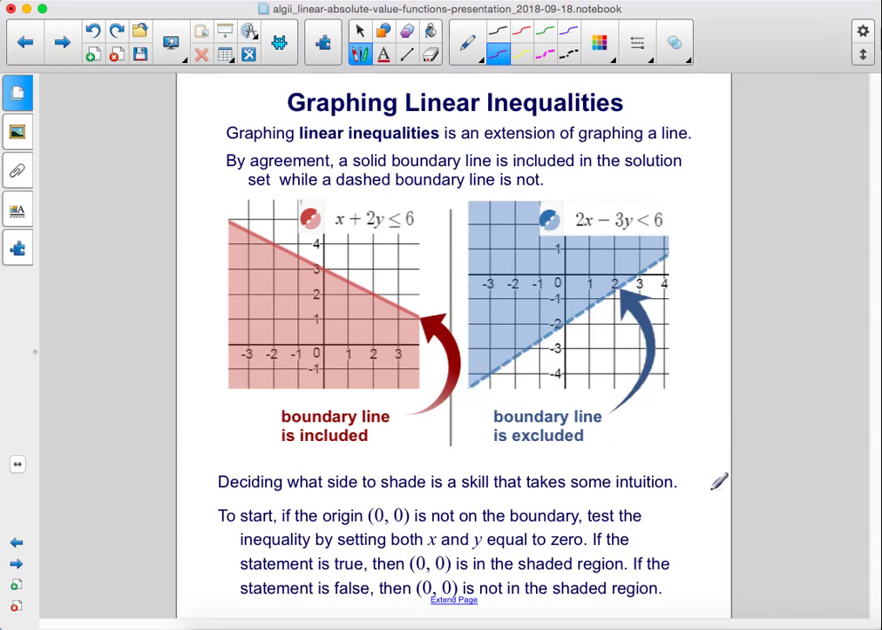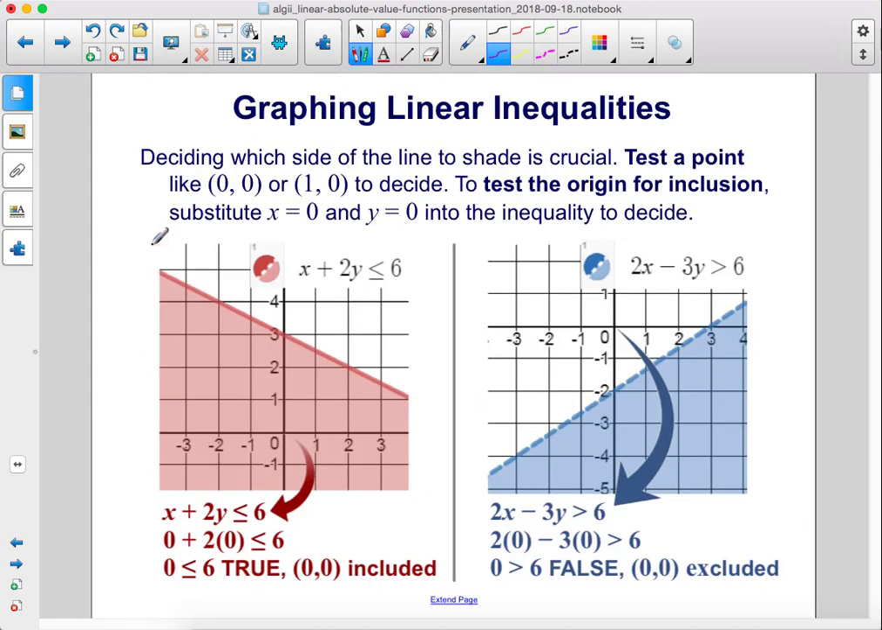Deciding what side to shade is a skill that takes some intuition. To start, if the origin, 0, 0, is not on the boundary, test the inequality by setting both x and y equal to 0. If this statement is true, then the origin is in the shaded region. If the statement is false, then the origin is not in the shaded region. Deciding which side of the line to shade is crucial. Test a point like 0, 0 or 1, 0 to decide. To test the origin for inclusion, substitute x equals 0 and y equals 0 into the inequality to decide.